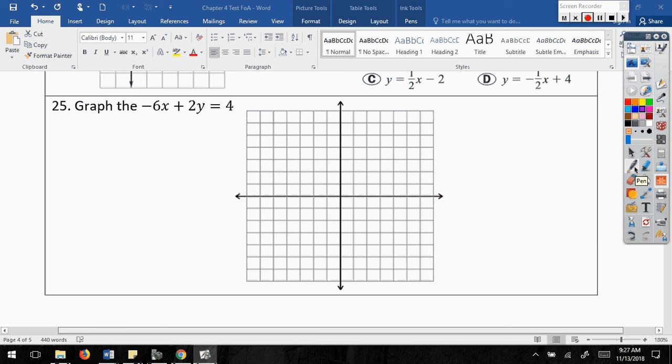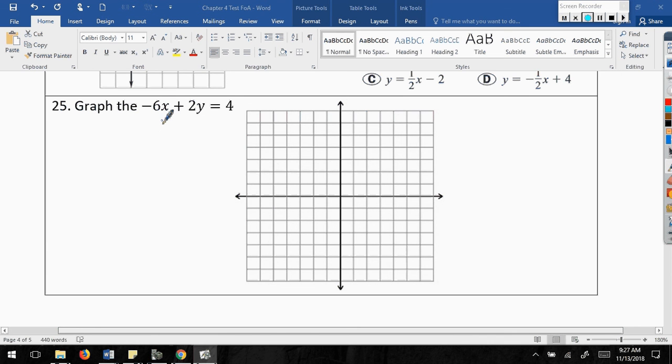Okay, 25 asked us to graph the equation. So right now it's in standard form, so you could do a cover-up scenario if you wanted to. Looking at this, what I'm going to do, since if I set negative 6x equal to 4, it's going to give me a fraction. Actually, you know what? Let's go ahead. Let's do cover-up. Let's say negative 6x equals 4. Divide by negative 6 on both sides. So I get x equals negative 2 over 3.